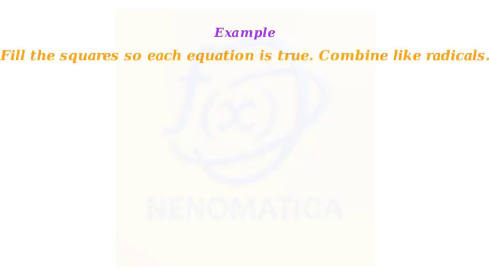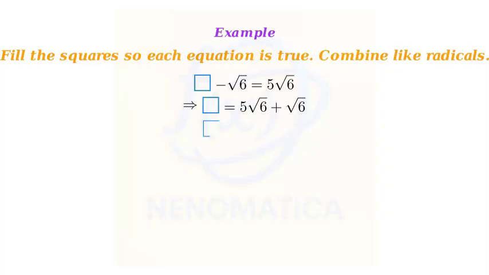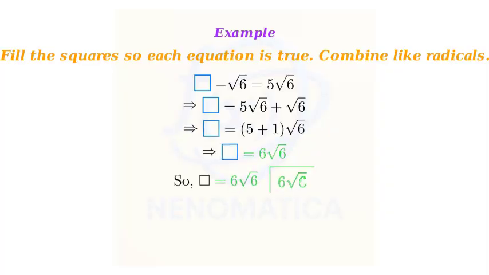We will fill each square by combining like radicals. Watch the pattern in every line and follow the arithmetic on the coefficients. Problem 1. A square minus square root of 6 equals 5 square root of 6. Move the square root of 6 to the right side. Combine the coefficients. Simplify to get the final value for the square.